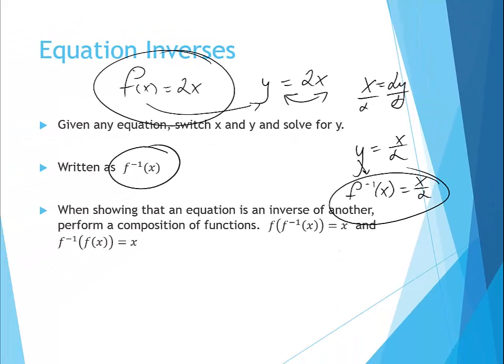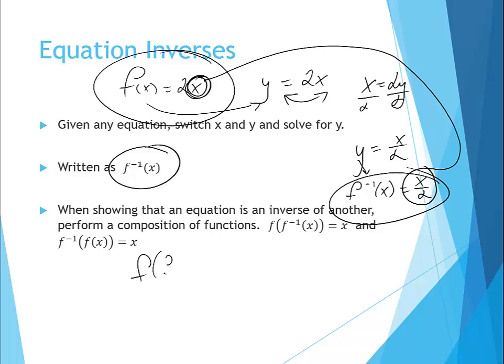Okay, so I'm going to substitute this x here for our function x divided by 2. So we'll have f of f -1 of x equals 2 times x divided by 2. And 2 divided by 2 cancels, so you're left with x, which is your inverse. Awesome. So that's how it works.